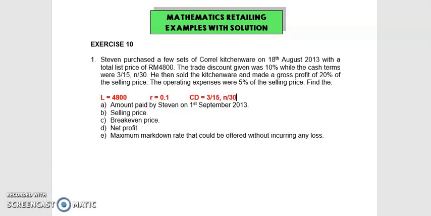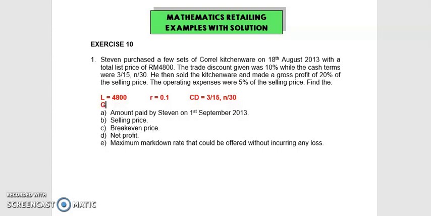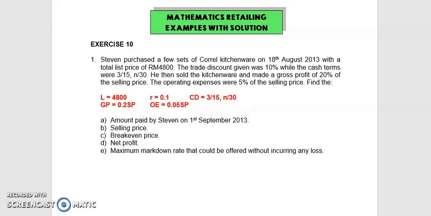He then sold the kitchenware and made a gross profit of 20% of the selling price. So meaning to say that here, he purchased the kitchenware, then he resells it, okay? So gross profit GP equal to 0.2 SP, okay? 20% of selling price. The operating expenses were 5% of the selling price. OE is 5%, 0.05 SP.